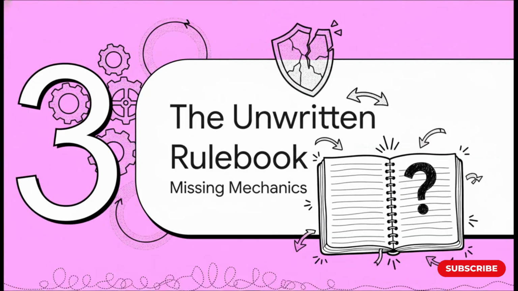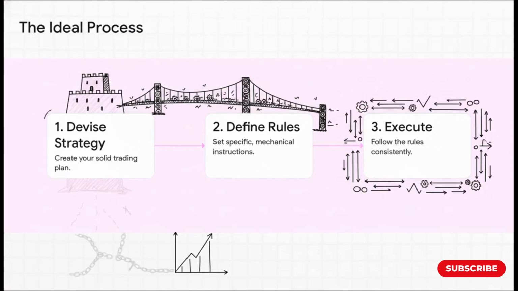Now for culprit number two. This one is less about what you're feeling and more about your process, or, more accurately, the lack of one. This is the danger of having an unwritten rulebook. In a perfect world, trading should be a pretty straightforward process, kind of like this. You devise a strategy, you execute consistently, and in between, you build this bridge of rock-solid mechanical rules that tells you exactly what to do in every situation.